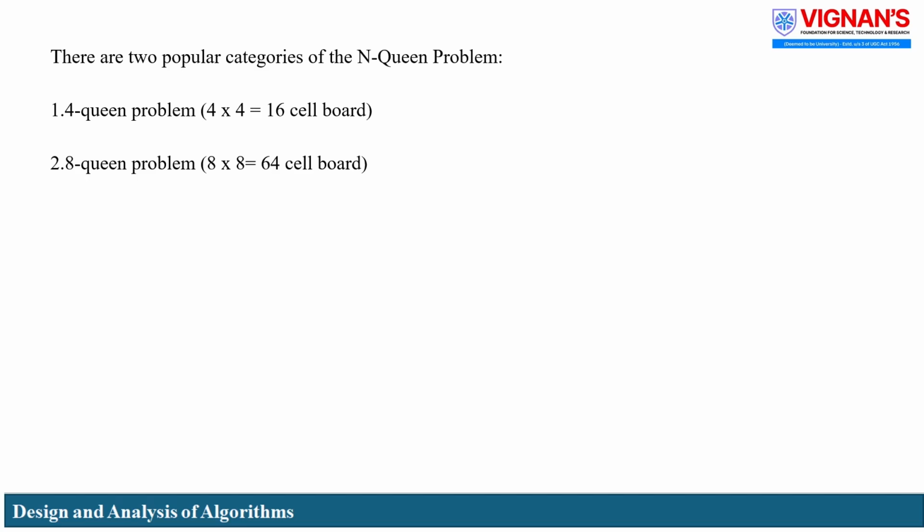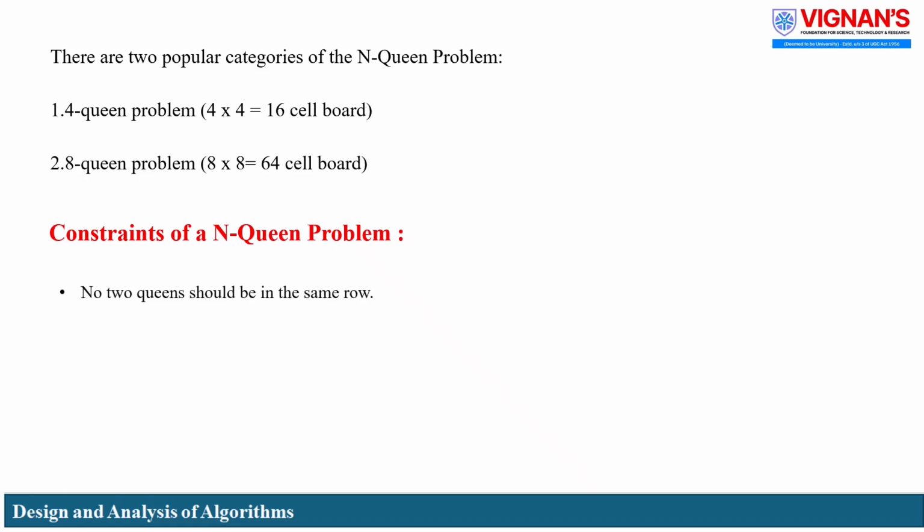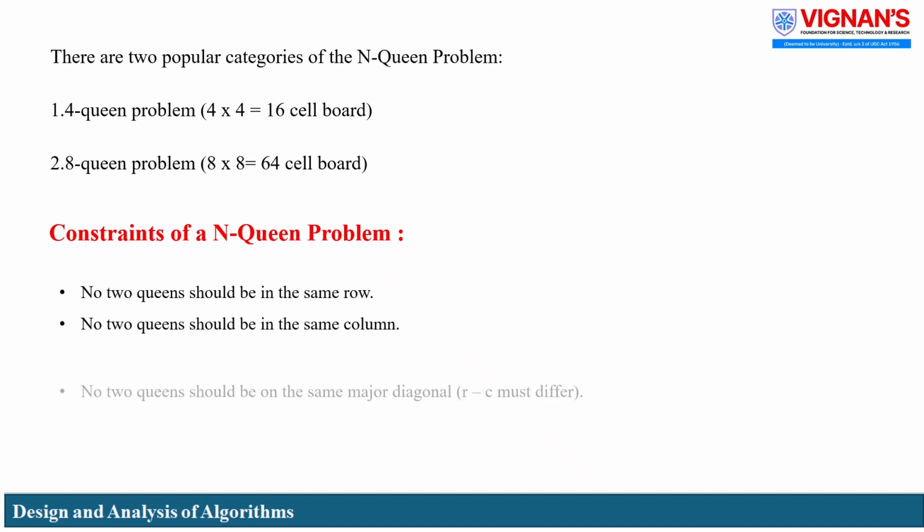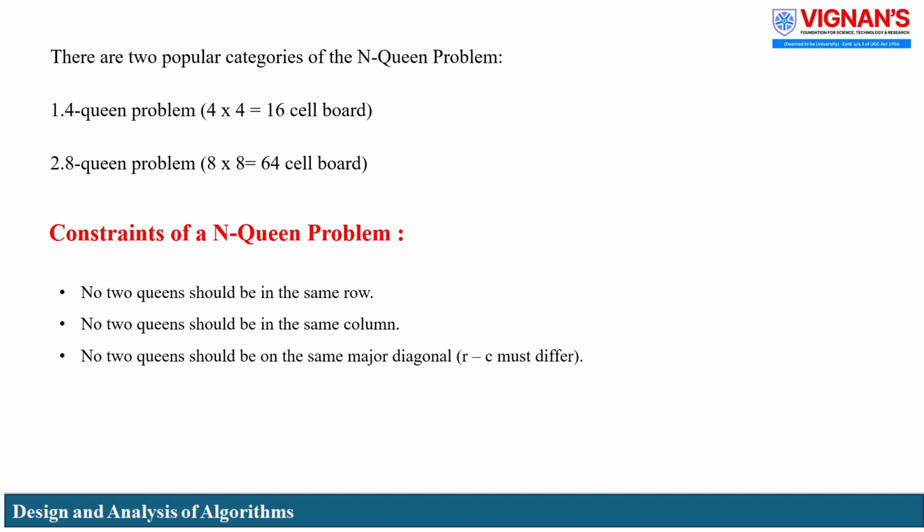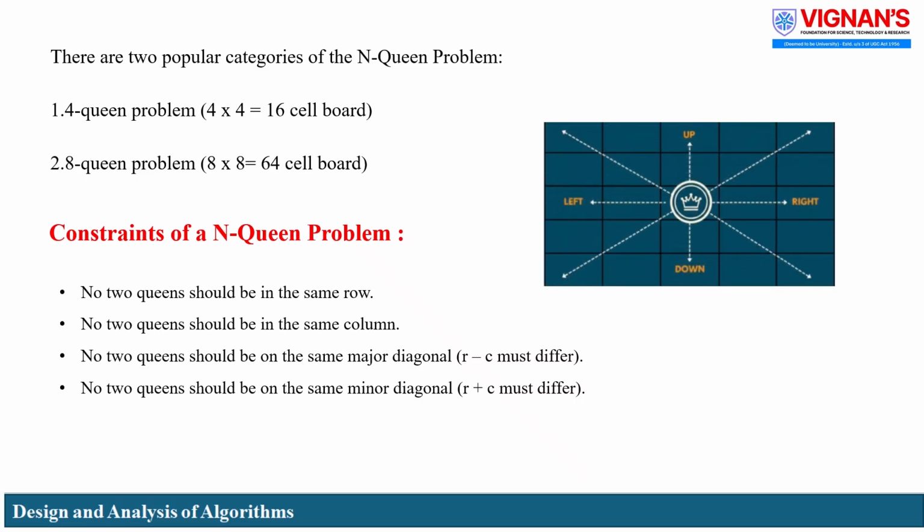Next, let's go over the main constraints of the N-Queen problem. No two queens should be placed in the same row. No two queens should be in the same column. No two queens should lie on the same major diagonal, where the difference between row and column must be different. And finally, no two queens should be on the same minor diagonal, where the sum of the row and column must be different. On the right side of the slide there is a reference picture for the 4-queen problem. It shows a 4x4 grid with a queen placed in one cell and arrows pointing up, down, left, right and along both diagonals to show every direction that queen can attack.